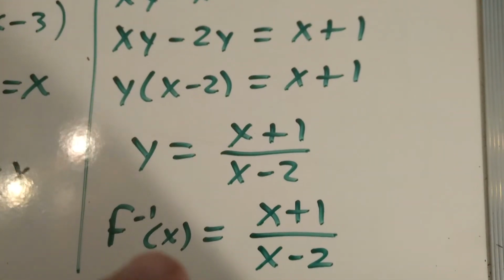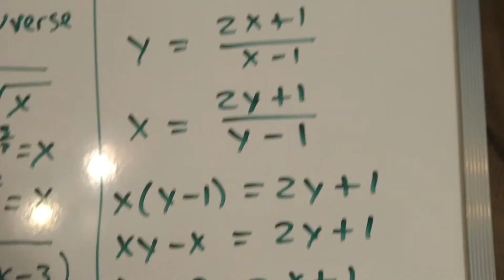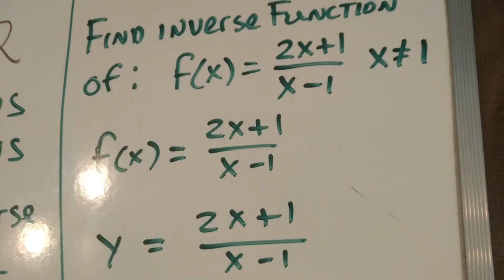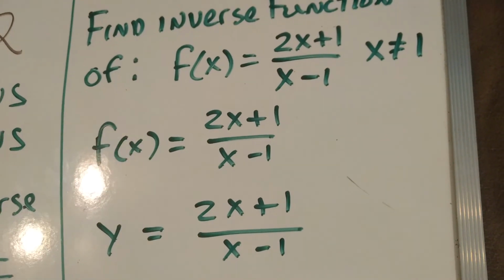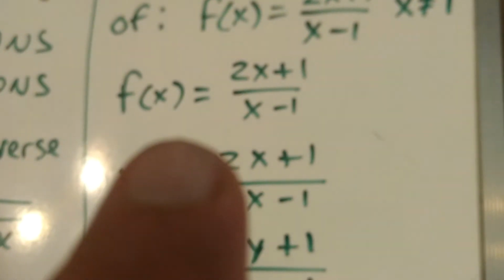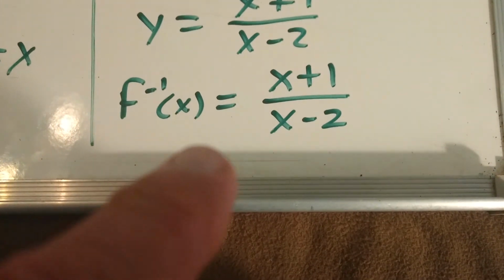So this f to the negative 1 of x, x plus 1 over x minus 2, is the inverse of f of x equals 2x plus 1 over x minus 1. That means the ordered pairs here, per se, will be x comma y. The ordered pairs here will be y comma x.